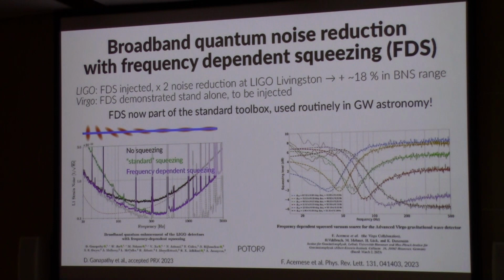So you see here the LIGO sensitivity curve. This is the black one with no squeezing. The green one with standard squeezing, so only phase squeezing. And you see here that you increase the noise at low frequencies, so not good. And then there is this new scheme of frequency-dependent squeezing where you get the improvement at high frequency and you get the improvement at low frequency.